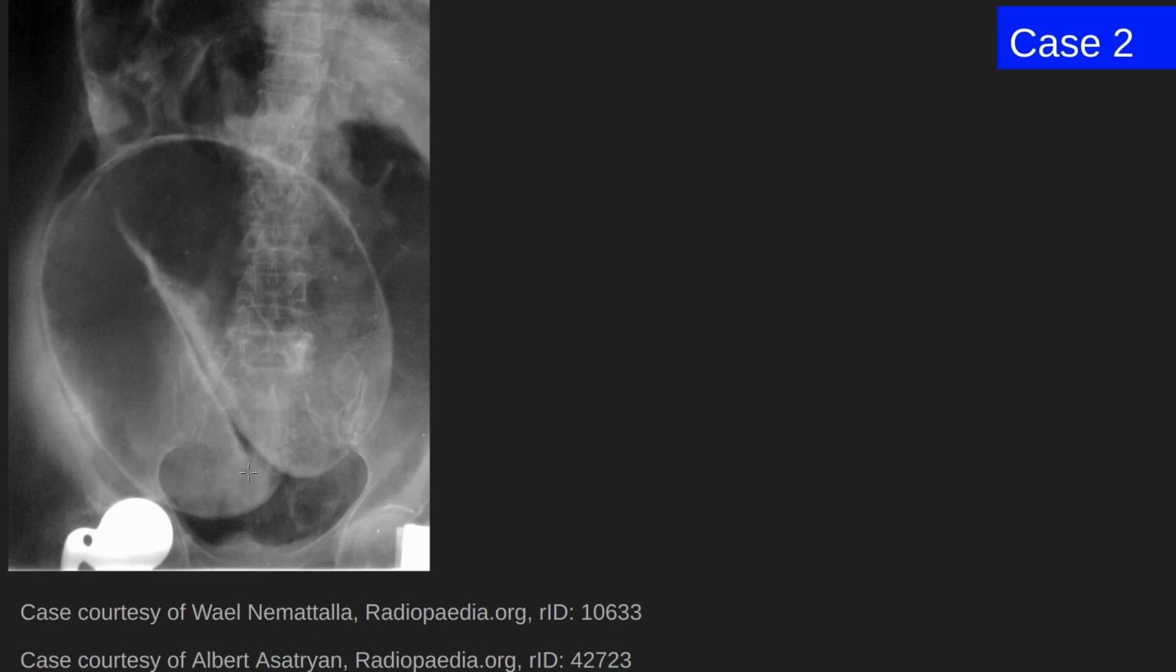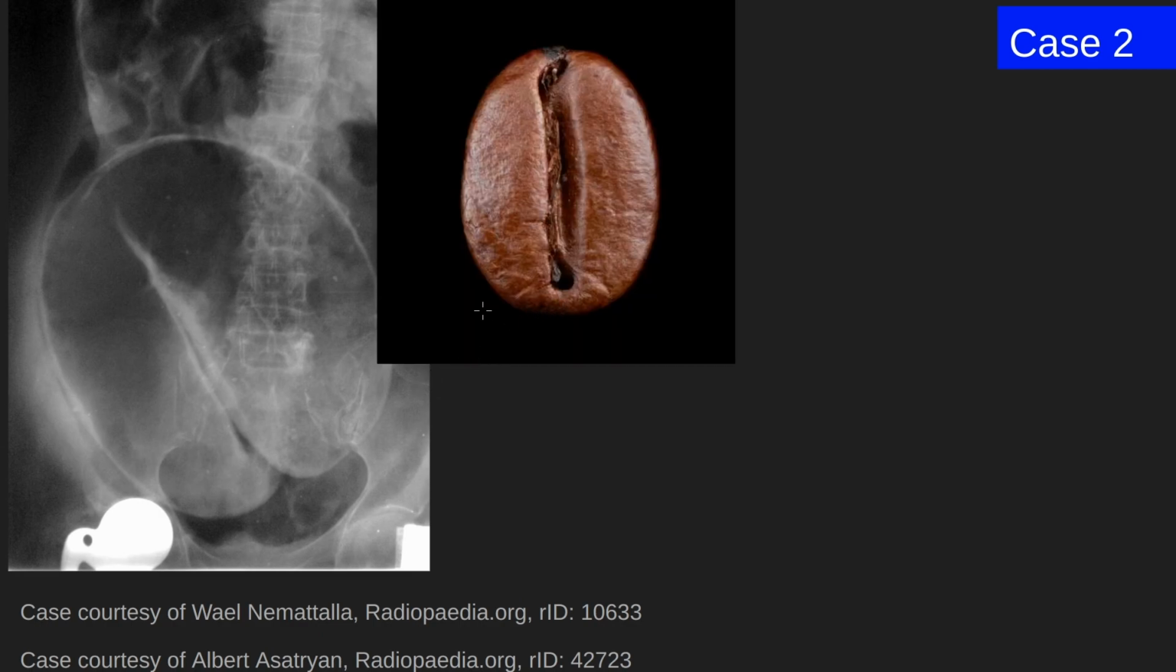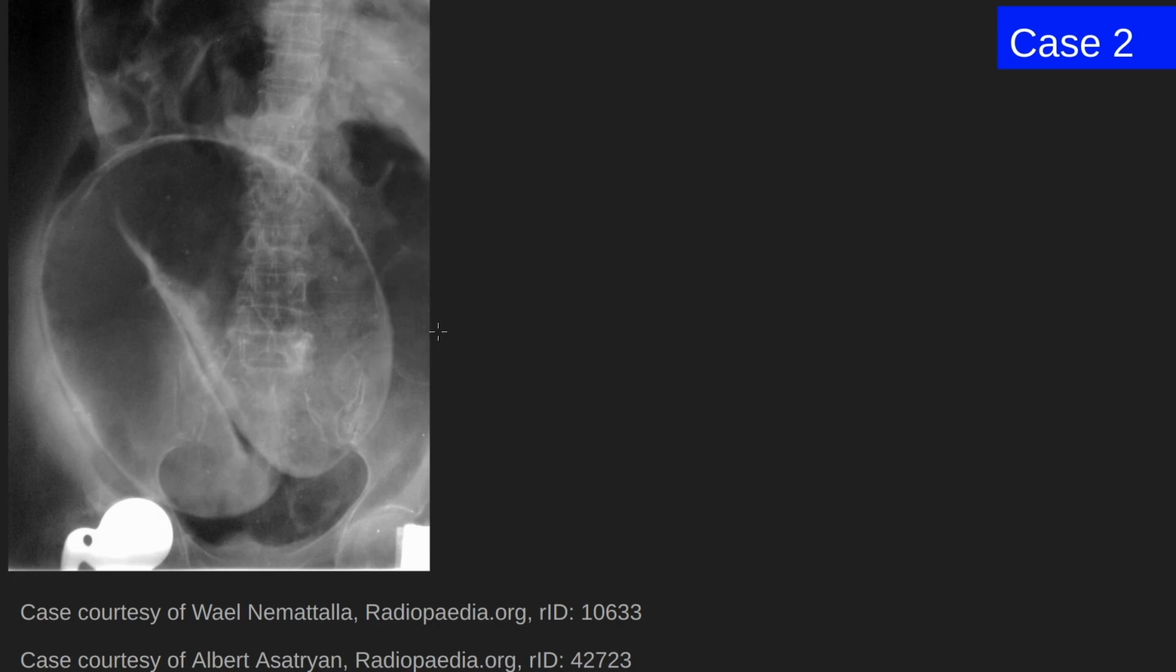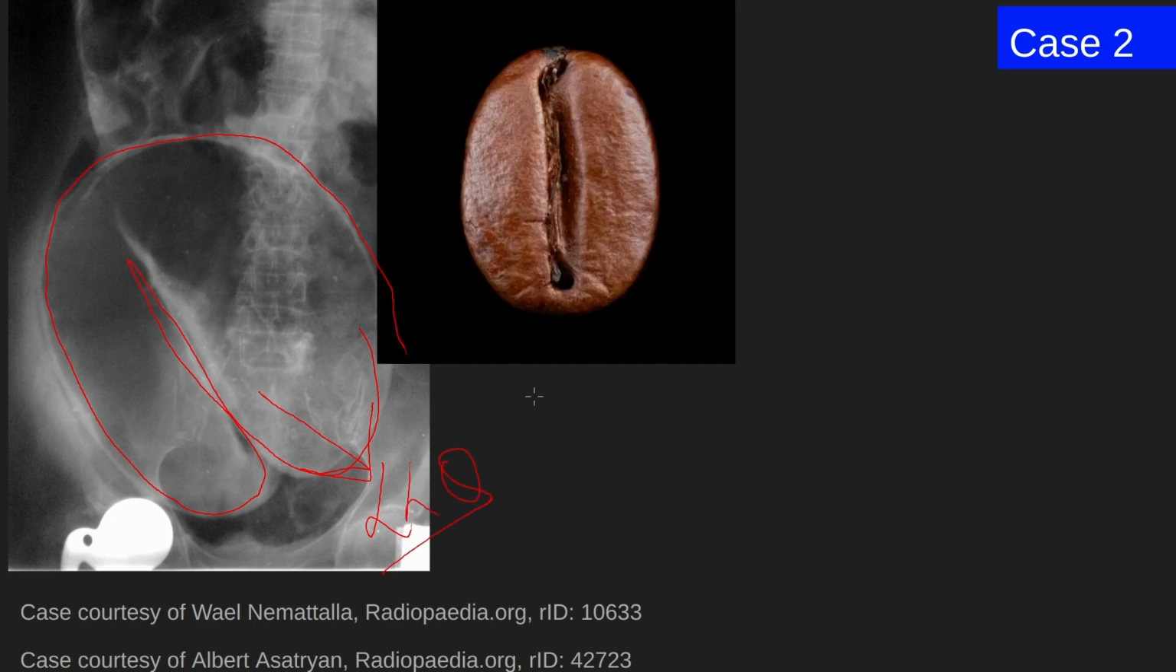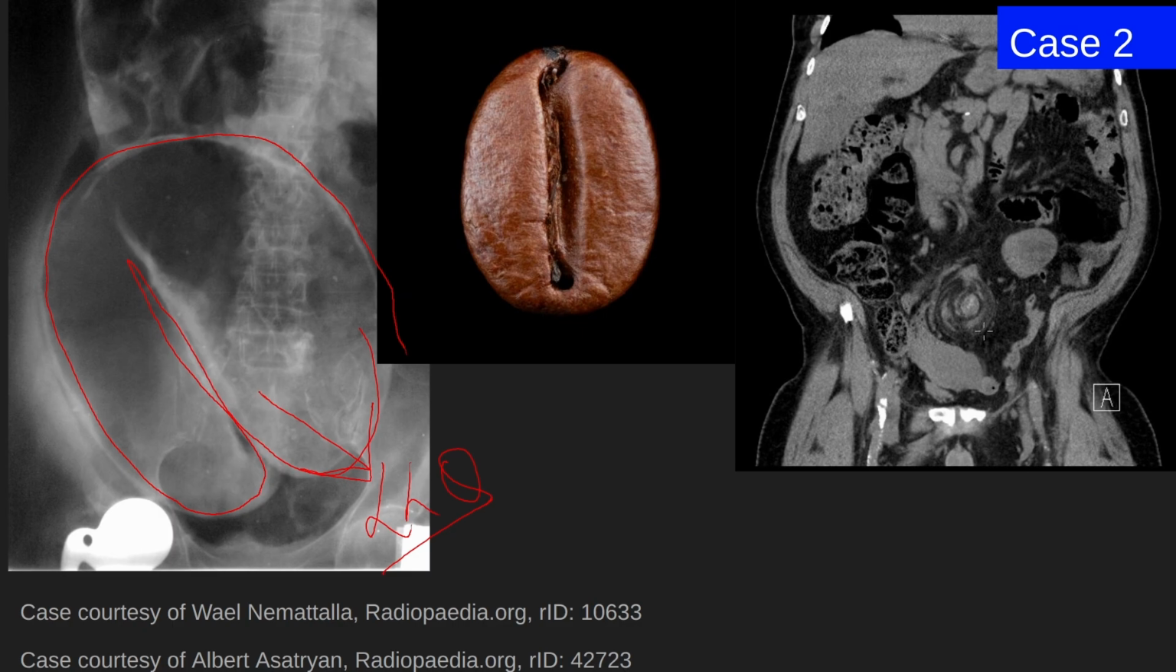Case 2. In our second case, we come across a diffusely dilated loop of large bowel with a characteristic coffee bean appearance. If we pay close attention to this dilated loop of bowel, it has a fold here, and this fold is pointing towards the left lower quadrant of the abdomen. So this should raise a possibility of a sigmoid volvulus. Again, the diagnosis is not definitive on abdominal radiograph, so CT is essential for diagnosing.